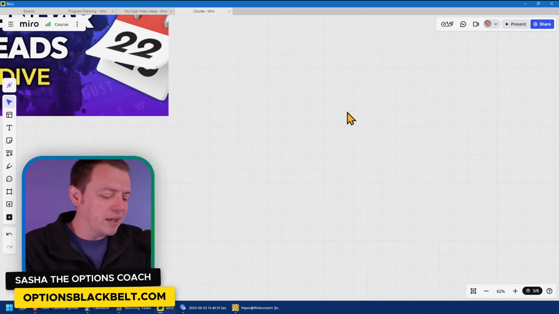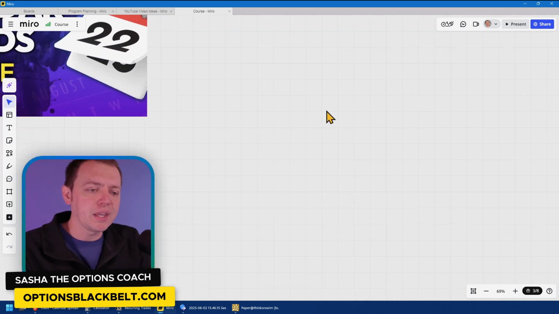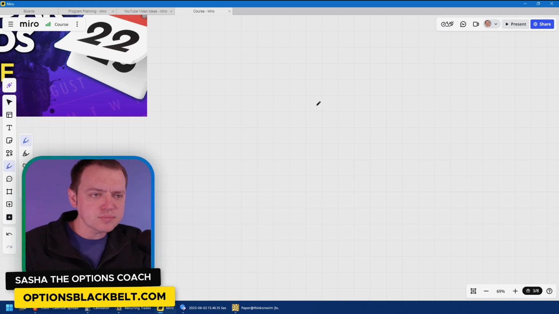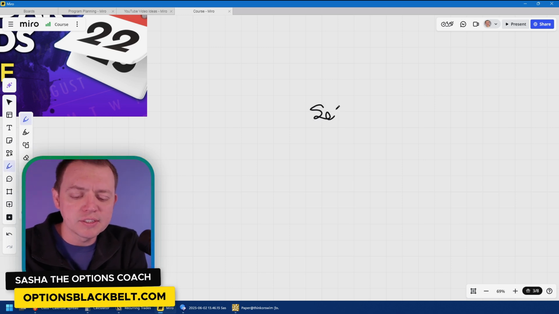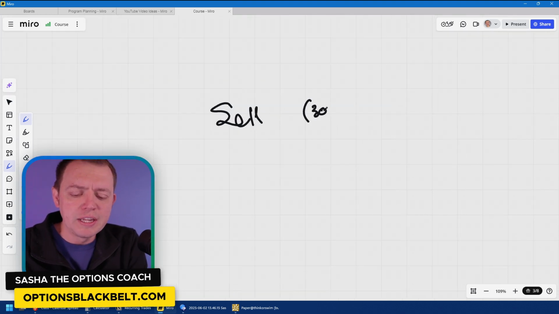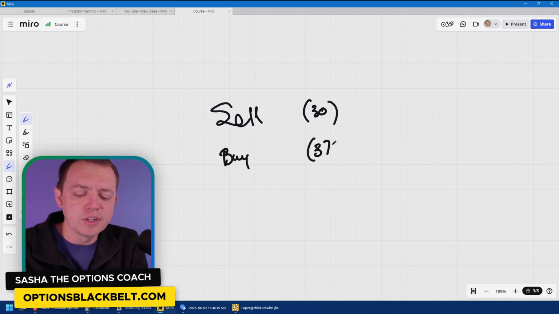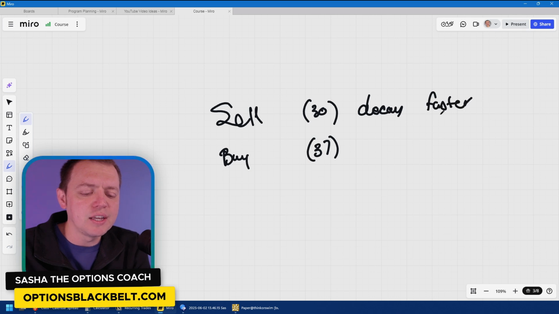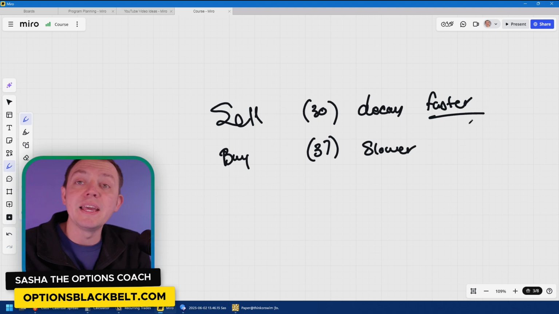So the way that calendar spreads work is you go in and you sell one month. Let's say we sell something in the front month, which could be 30 days out. And then we buy something in the later month that could be 37 days out. The one in the front month decays faster, whereas the other one decays slower. And what we do is end up getting a little bit of a premium between the two differences.